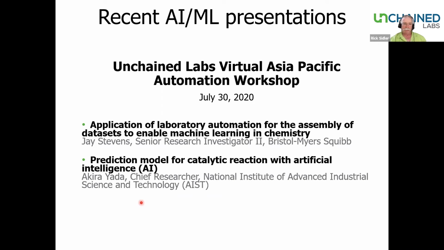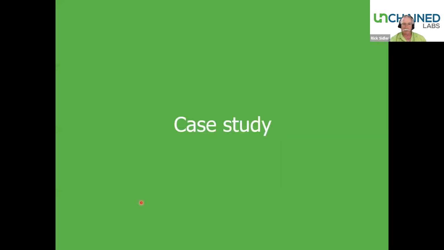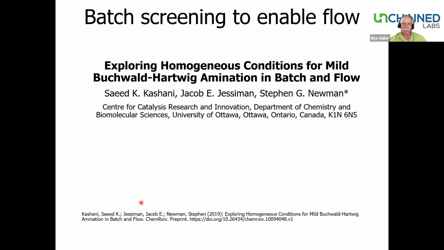One of the best features that I enjoy most about Unchained Labs is the user community and how willing they are to talk about their research and research applications, and to publish and share the results so everyone in the scientific community can learn from their experiences. So what I want to do today is talk briefly about one particular case study around reaction screening. That case study was published last year by Stephen Newman and associates at the University of Ottawa, exploring homogeneous conditions for the Buchwald-Hartwig amination for batch and flow chemistry.